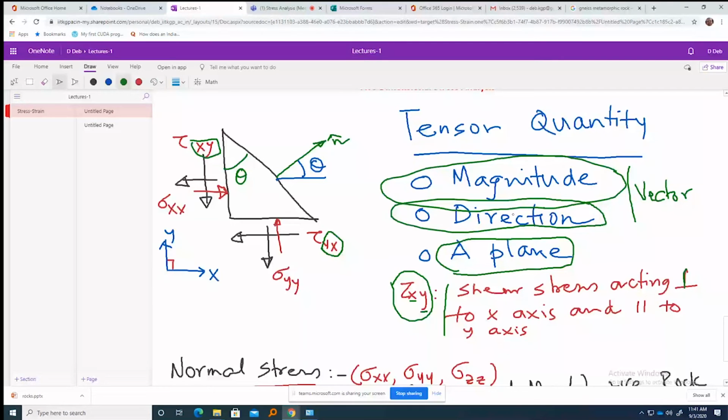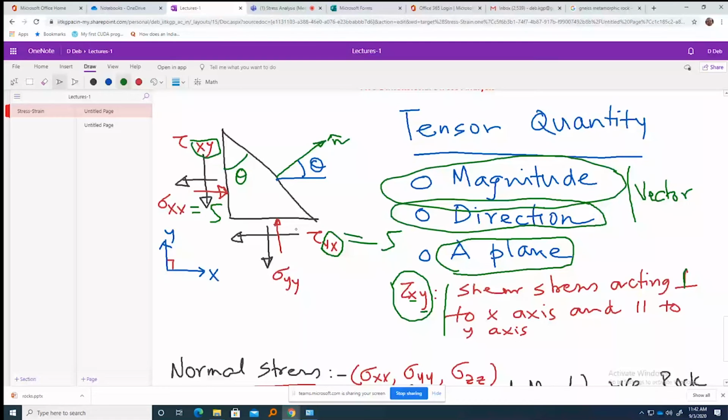Let me give you an example. Let's say I say the sigma x-axis value is 5, and the value of this is also 5. Now, how do you distinguish? Both of them have the same direction, the x direction. Both of them have the same value, let's say 5. Then how do I distinguish between these two? The distinguishing factor is the plane. This is acting on a plane which is parallel to the y-axis. This is acting on a plane which is parallel to the x-axis. So this is where it becomes a tensor quantity. And since this stress is associated with a plane, we will not be able to apply all the properties of a vector quantity.